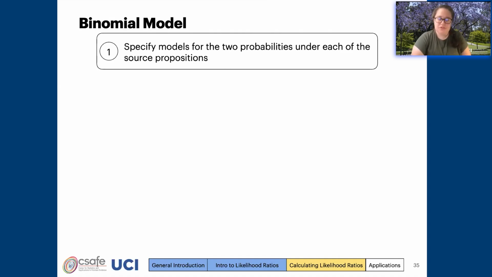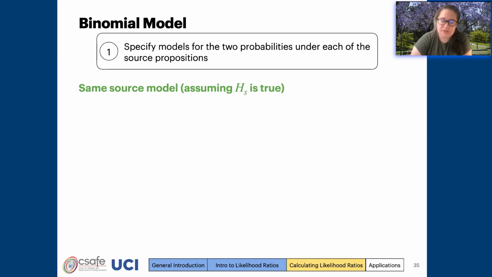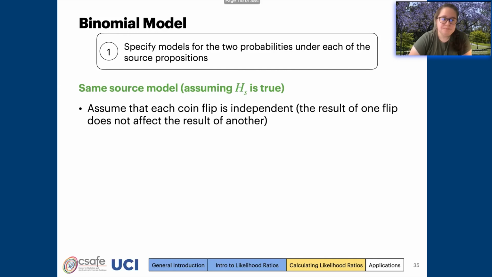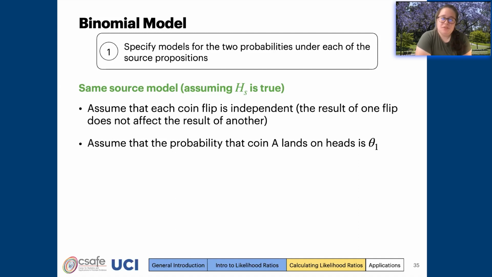So this first step is specifying models for the 2 probabilities under each of the source propositions. So let's do this for the same source proposition first. So this is assuming that coin A generated the flips from the unknown source coin. To make things easier for ourselves, we'll assume that each coin flip is independent. The result of one flip does not affect the result of another flip. And we'll also say that the probability that coin A lands on heads is some number between 0 and 1, and we're going to call that number theta 1.